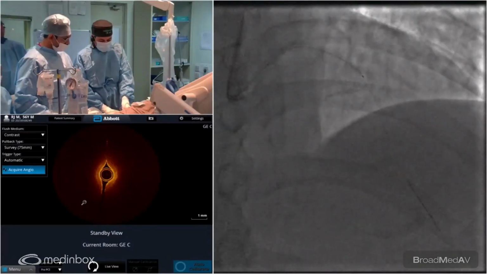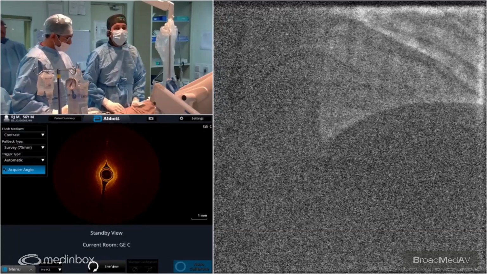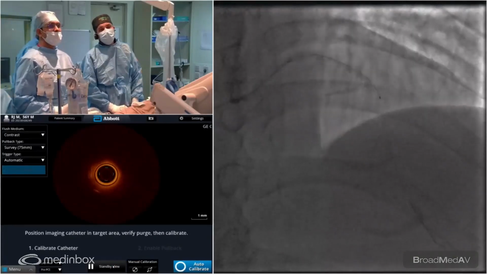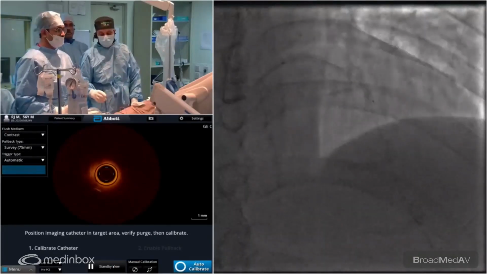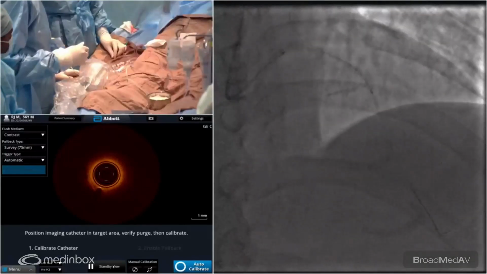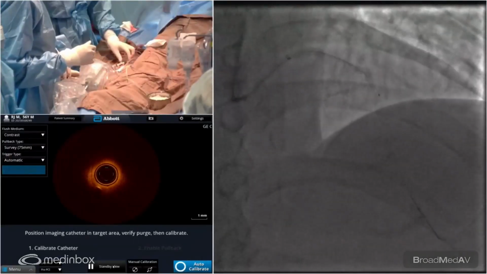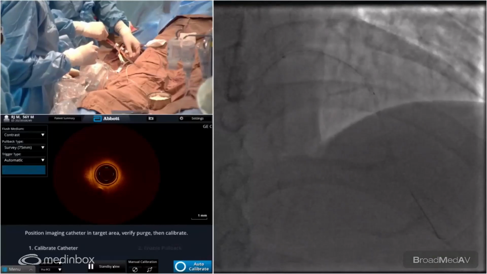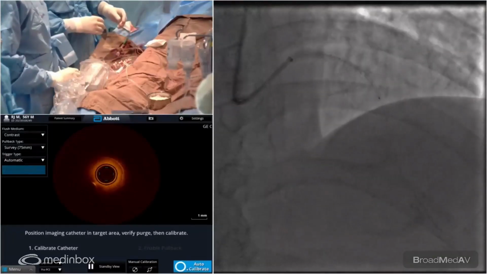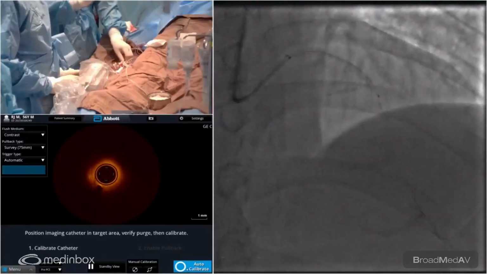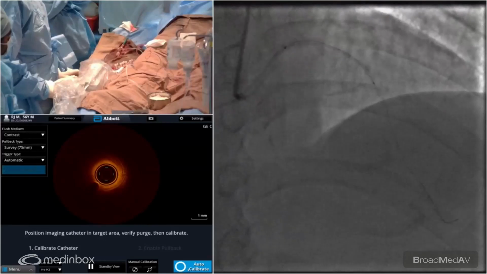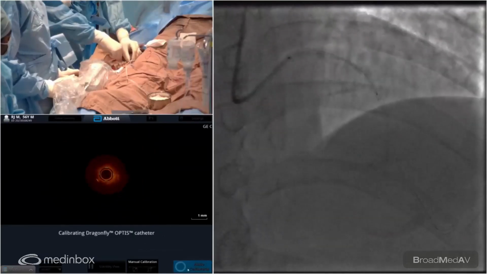A little bit further, I think. Press a live image. Okay, so we just make sure that the catheter is flushed there. Okay, one minute. Okay, putting it on. All right.